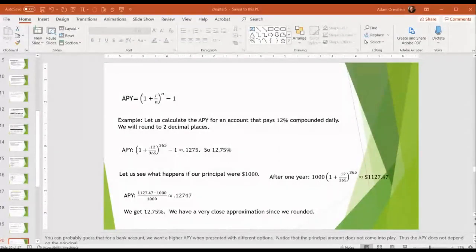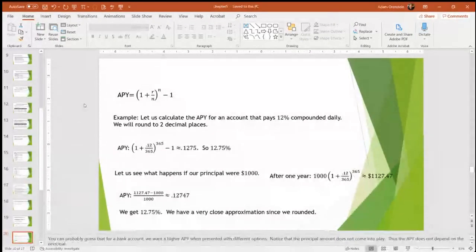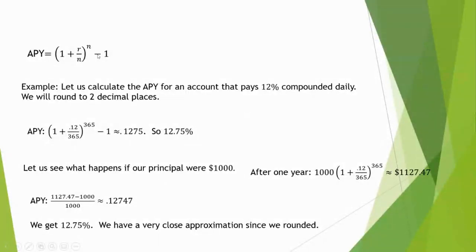Okay? But these are just more examples now of APY, as we call it, annual percentage yield. Okay? So I just put the formula up here, and here we're doing some other examples. So for instance, let's calculate this for an account, and it's paying 12% compounded daily. Okay? Compounded daily. Well, again, it's just that formula, right?